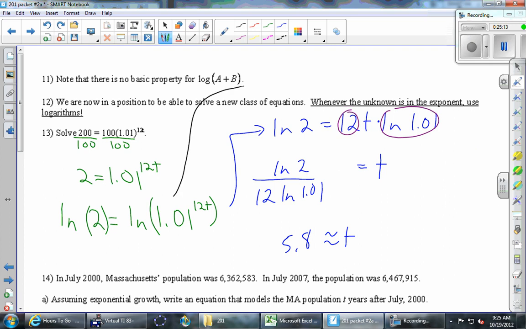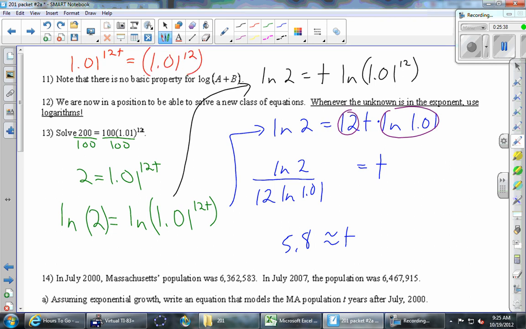So if instead you said, okay, I'm just going to be really efficient here and just pick and choose what comes down, then we get that. Yes? That works. Absolutely. Why are you the first person to tell me that? You should probably ask the other people that didn't tell you. So why does it work? It works because 1.01 to the 12t is really the same as 1.01 to the 12 to the t.